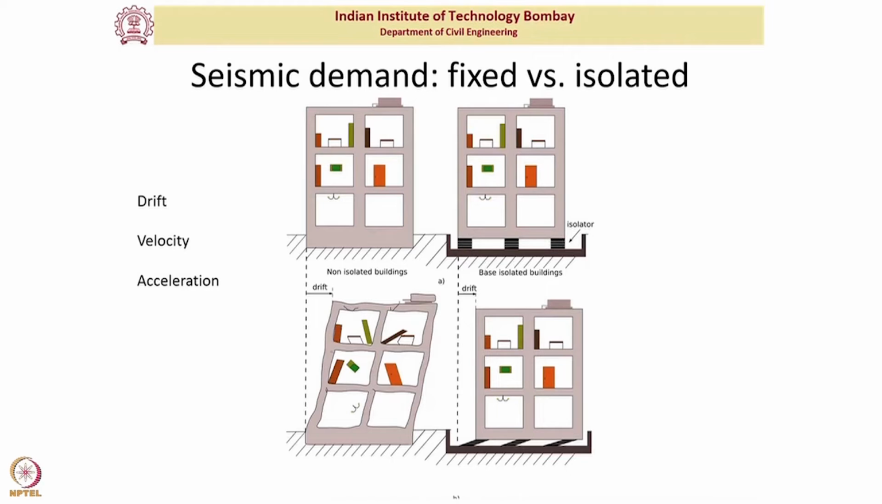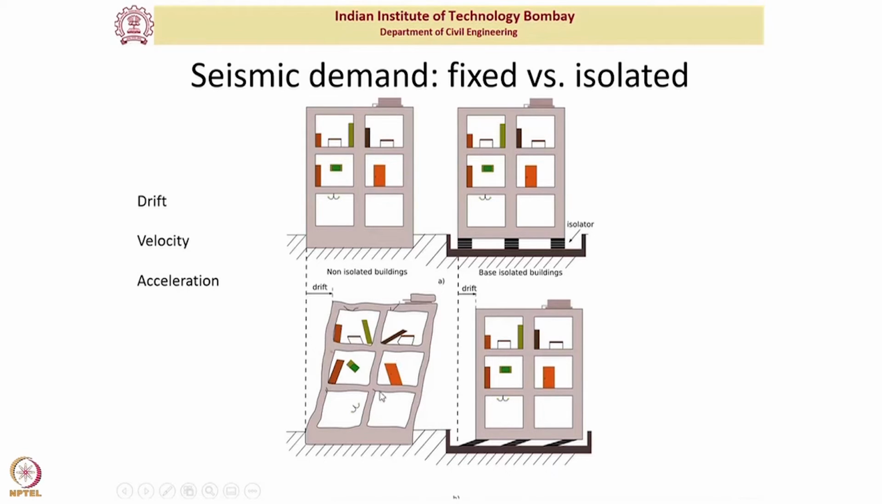Okay, now what typically happens during an earthquake? The overall seismic demand is accommodated by the superstructure, isn't it? So deformation, acceleration, and velocity demand is accommodated by the superstructure. Because of deformation demand, it leads to deformation in these beams and columns, and that leads to development of cracks, plastic hinge formation, and if the demand is too large, may collapse.